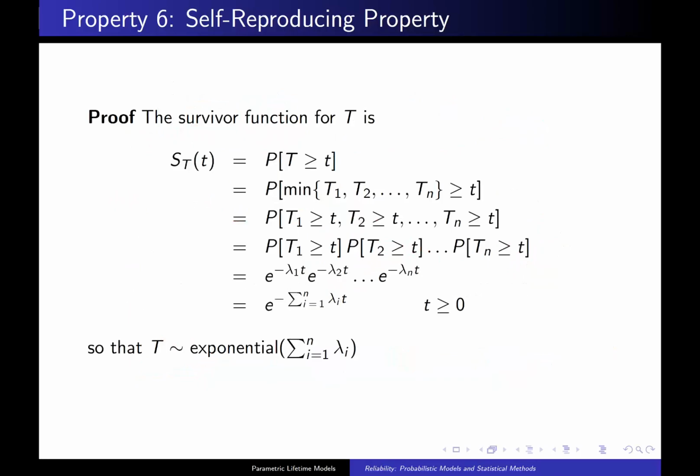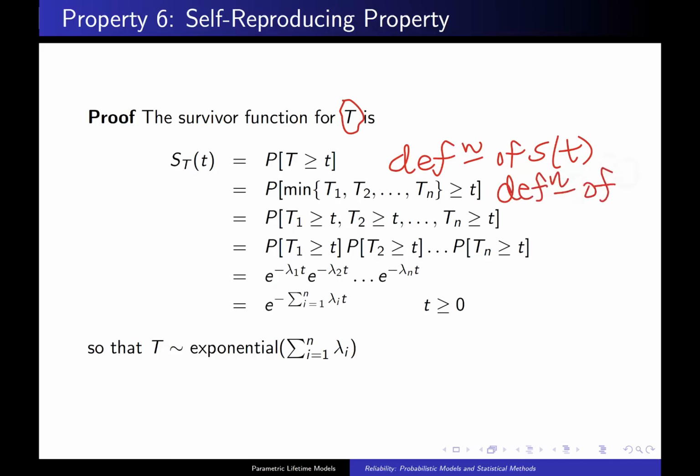Here's a proof of the self-reproducing property. The survivor function of T is S of t, the probability that T is greater than or equal to t. That comes simply from the definition of the survivor function. And that T can be replaced by the minimum. That's simply the definition of T as the minimum of T1 through Tn.